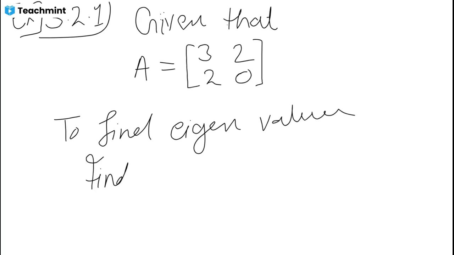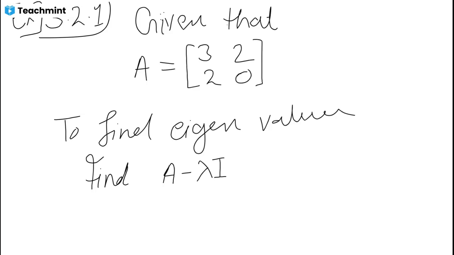Find the characteristic polynomial, you can say, or characteristic equation. How? Find first of all A minus lambda into I. Then we'll find the determinant of that and then put it equal to 0 so that we can find the eigenvalues.